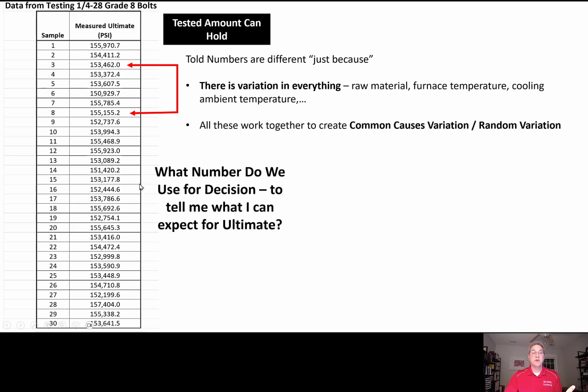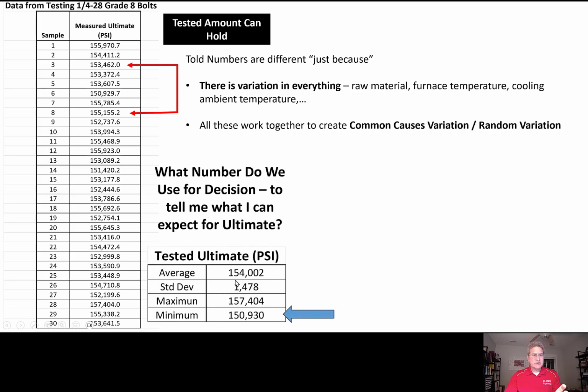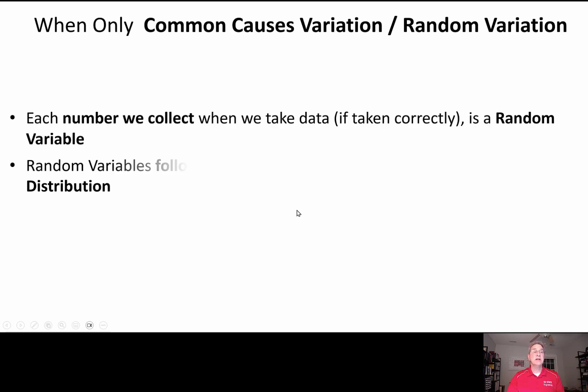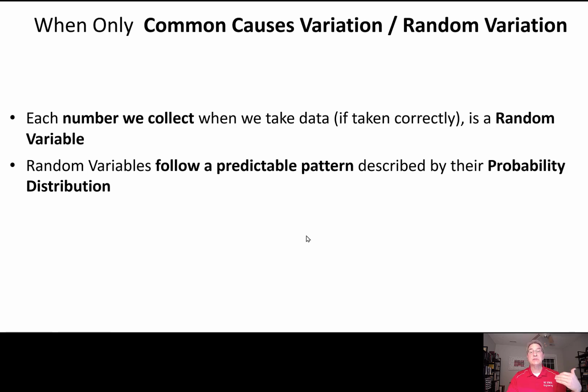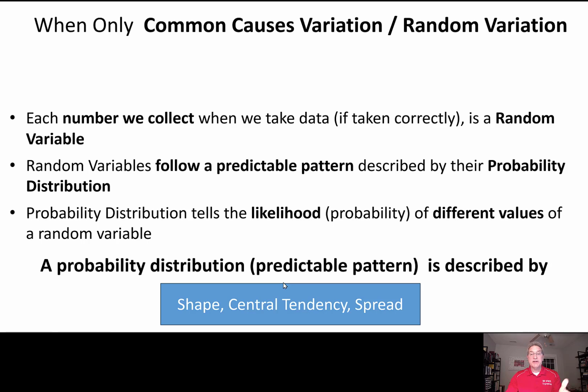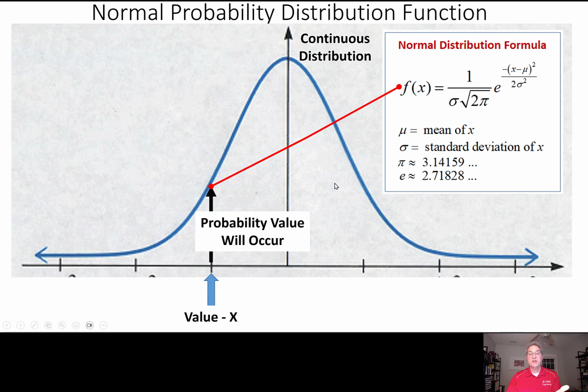So what number do we use for a decision? We looked at some statistics. We said, well, we can't use the minimum because we don't care just about these 30. We care about everything. And that's when we said, okay, if there's common cause variation, the numbers we collect are random variables. They follow a predictable pattern, the probability distribution, that tells the likelihood of the different values occurring. So that probability distribution is described by its shape, central tendency, and spread. And one example we worked with was the normal, where the value is down at the bottom. At the top's the probability that it will occur.